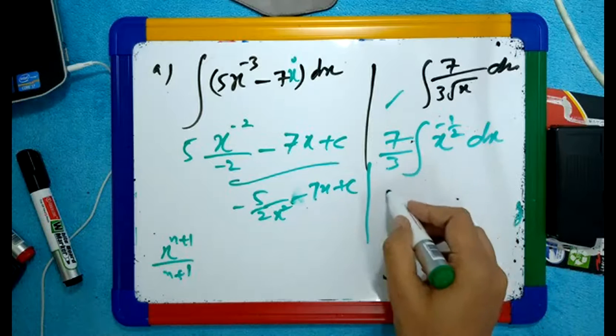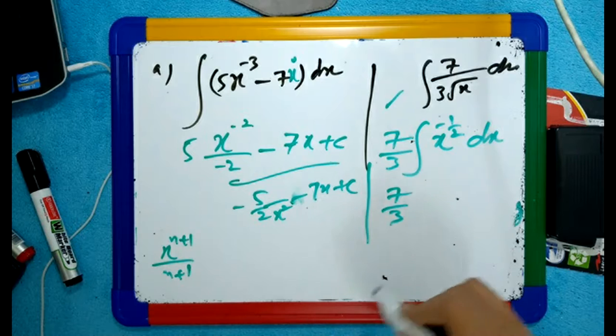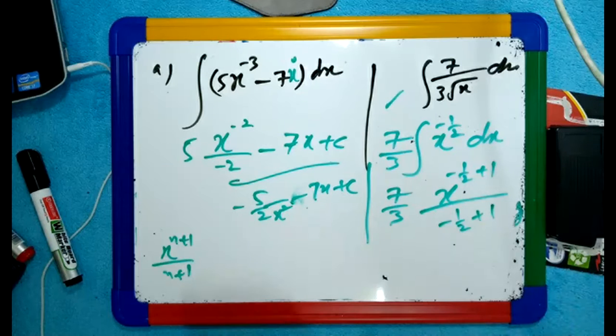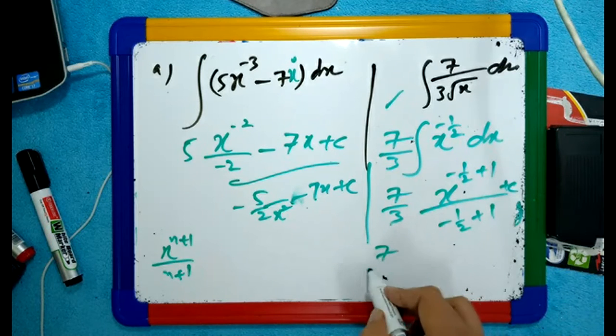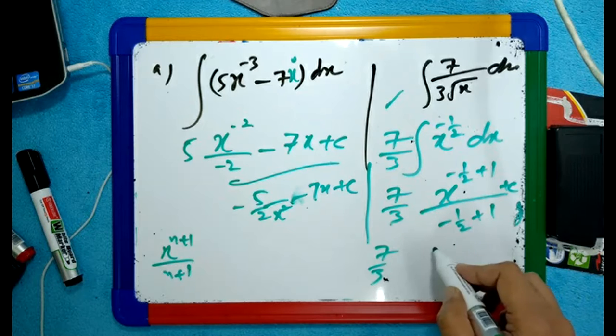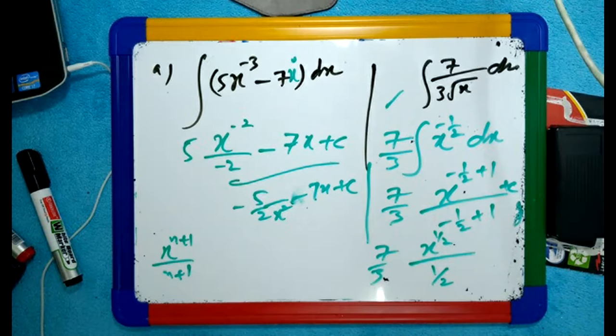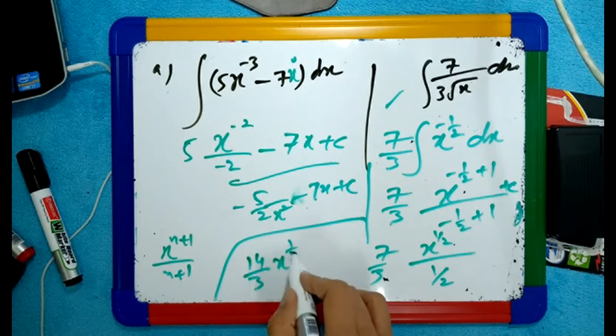Now if you integrate it, x raised to power plus 1, divided by plus 1. The same thing we will do. Question is done. 7 by 3, and this will be x raised to power half divided by half. And now how we will write this one? This 2 will come up. 14 over 3 x raised to power half plus c. This is the answer.